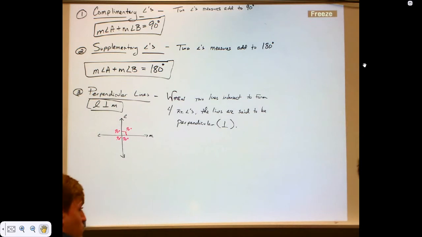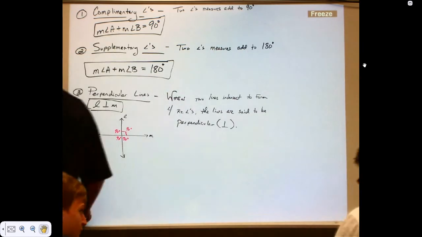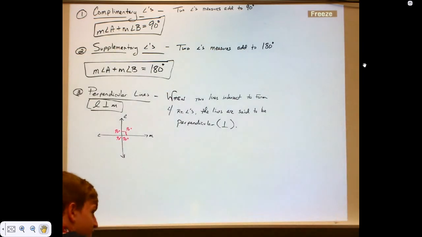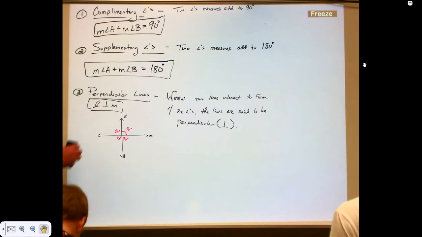Get it? I know. You could read ahead and see what I'm going to talk about, linear pairs and vertical angles, too, right? Yeah, that's probably what I did. Yeah, I was thinking about that. Does anybody else need anything here? Everybody got it written down? Okay.